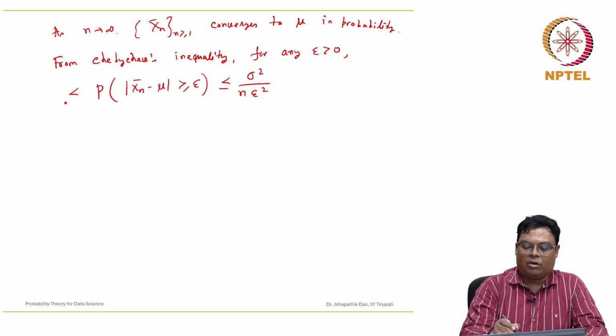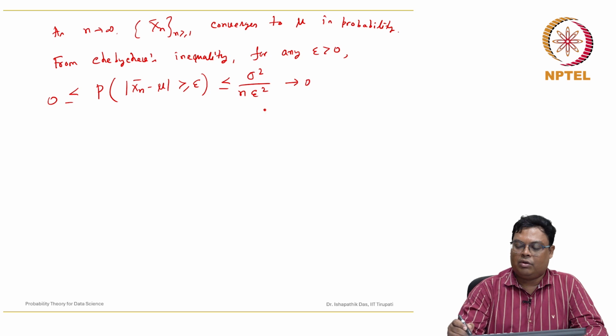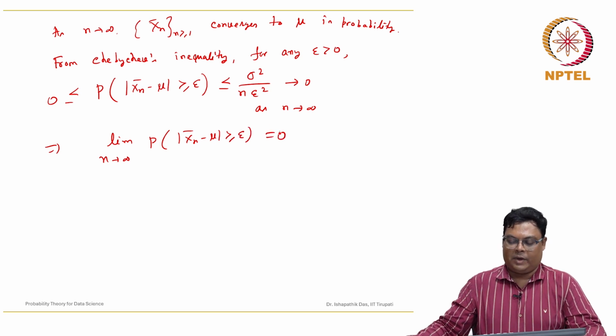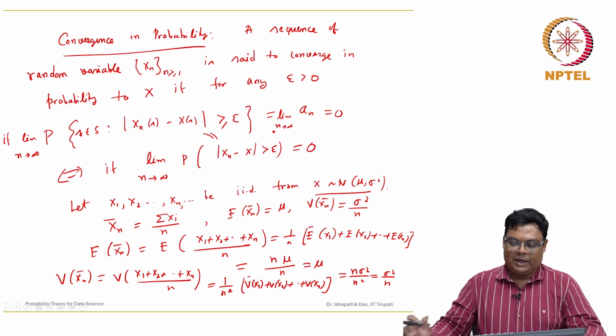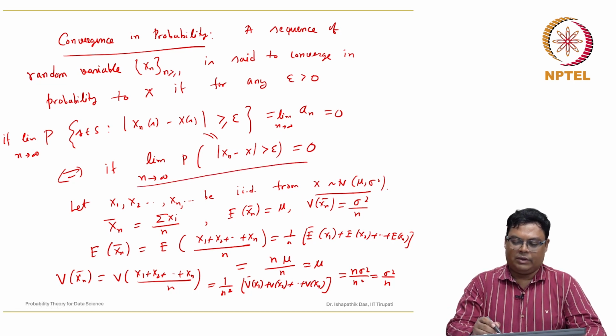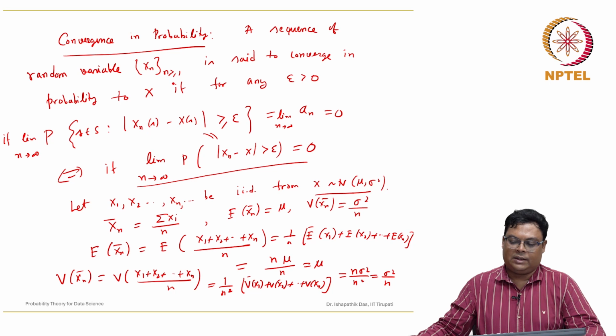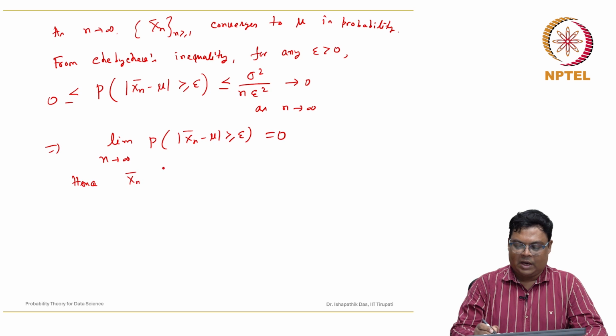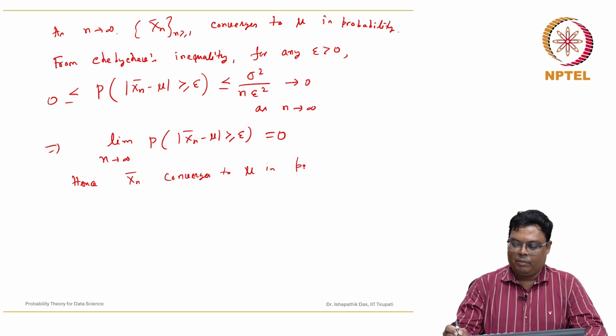Now, this probability is always greater than or equal to 0, and the bound goes to 0 because it is just a sequence of real numbers as n goes to infinity. This implies that the limit as n goes to infinity of the probability that the absolute value of xn bar minus mu is greater than or equal to epsilon is equal to 0, by the Sandwich theorem. Hence, by definition, xn bar converges to mu in probability. So this is one notion of convergence.